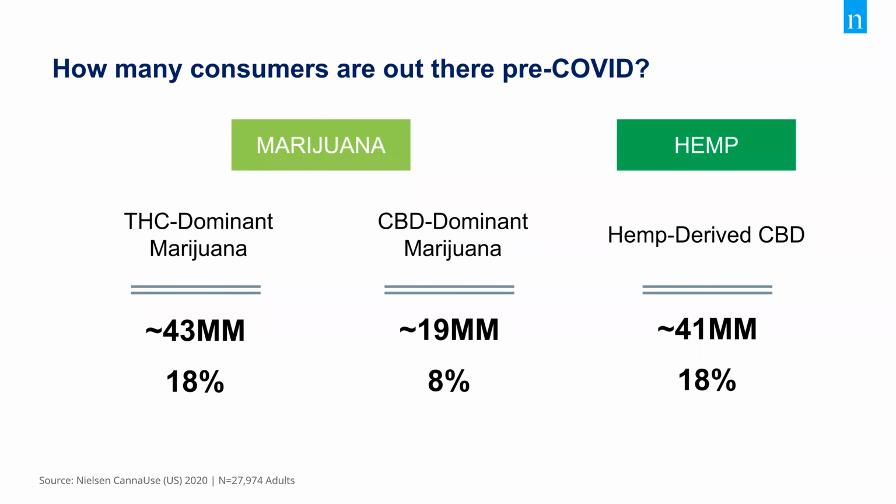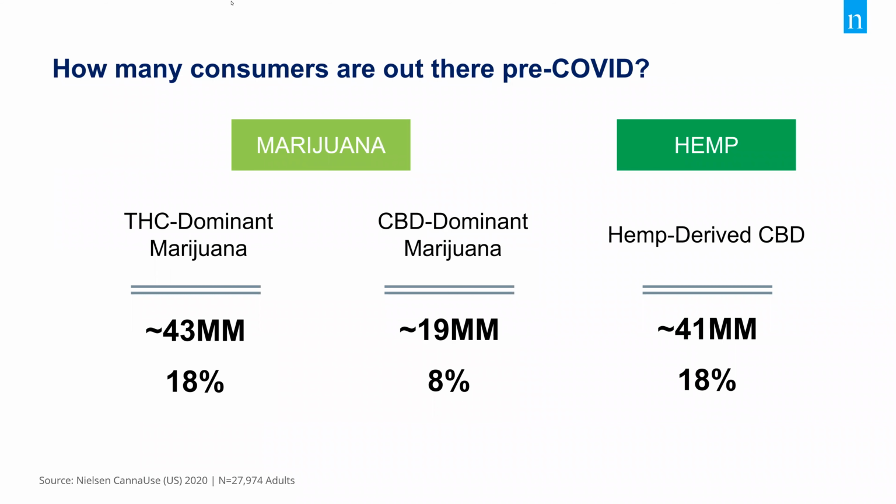So if we're talking about how many consumers are actually out there today that are consuming these different categories of cannabis products, we've done some pretty robust research into that area where we talked to close to 30,000 consumers and asked them about their behaviors, their sentiment, and how they're using these products. And what we found is that about 18% of the US adult population claims to have consumed or legally consumed a THC dominant marijuana product. Whenever you hear me say THC dominant marijuana, that just refers to a marijuana product where the concentration of THC is higher than the concentration of CBD in that product.